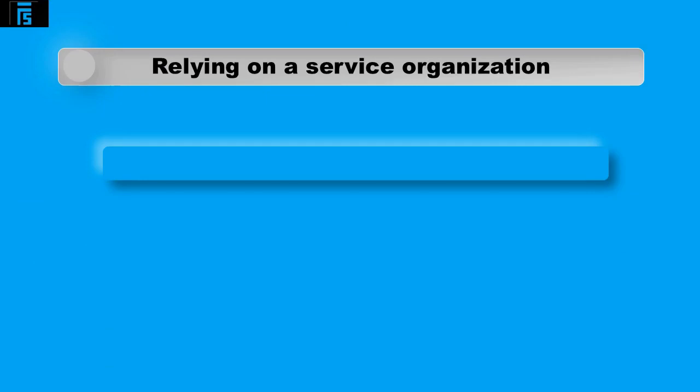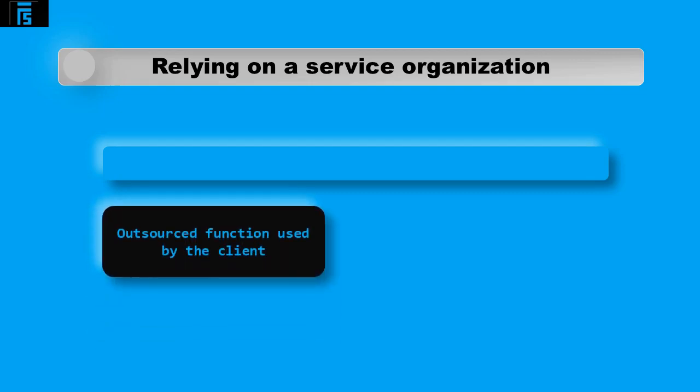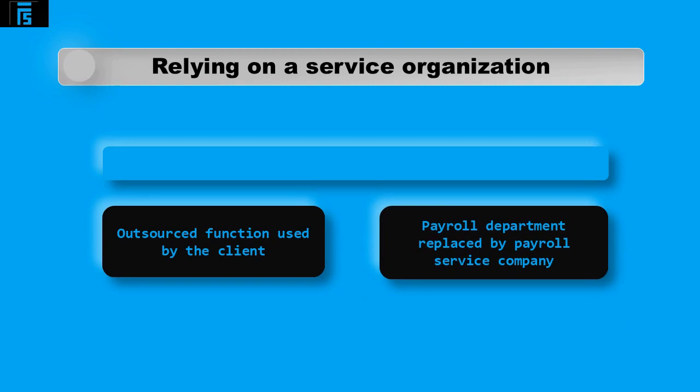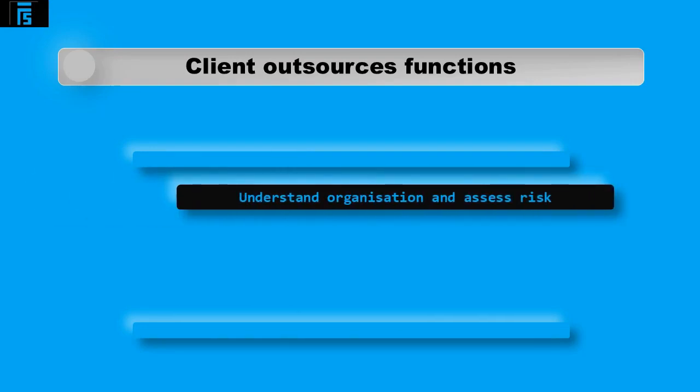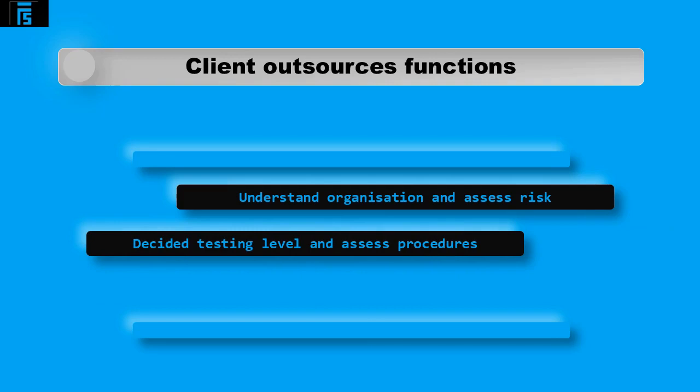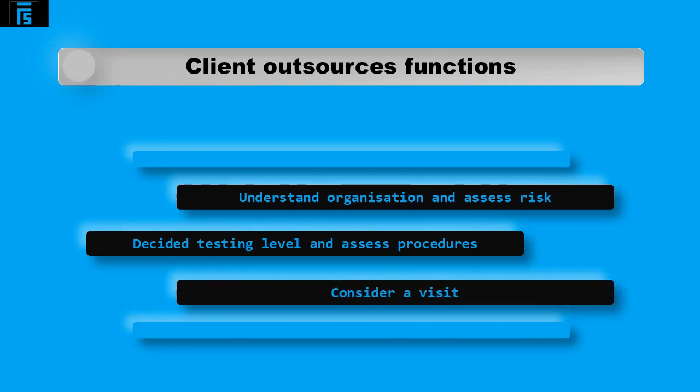Finally, let's look at the considerations the auditor makes on relying on a service organisation used by the client. This is an outsourced function the client has used instead of having a fully functioning department employed by the business. A popular example is the payroll department being outsourced to a skilled payroll company. If the client outsources one of its functions, such as payroll, the auditor must understand the service organisation and assess the risk of material misstatements, decide on the level of audit testing and design audit procedures appropriate in identifying potential material misstatements, and consider visiting the service organisation.